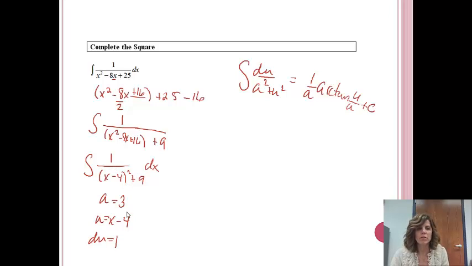So I'm all set to go ahead and fill in my formula for arctan. So this will be 1 over a, so it will be 1/3 arctan of u over a, which would be x minus 4 over 3, and then plus c, and I got it. So those are the first formulas that I can use to evaluate integrals.